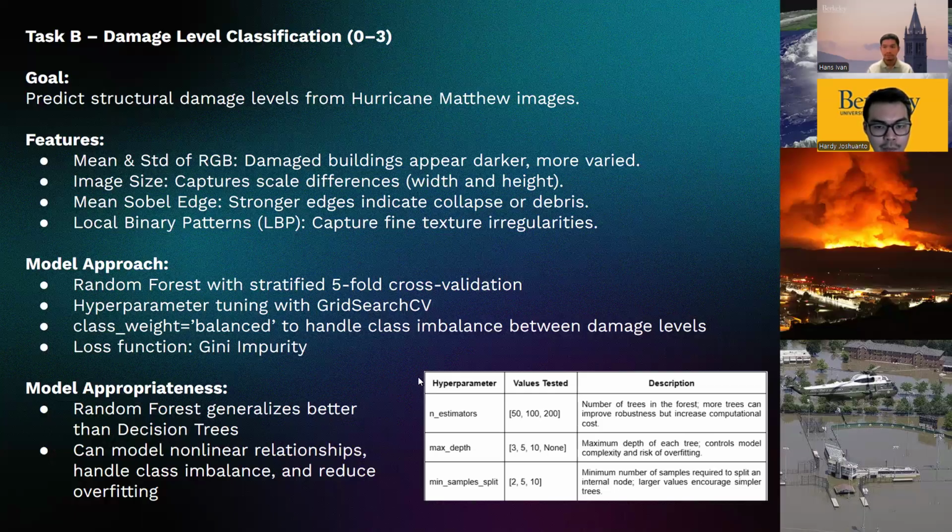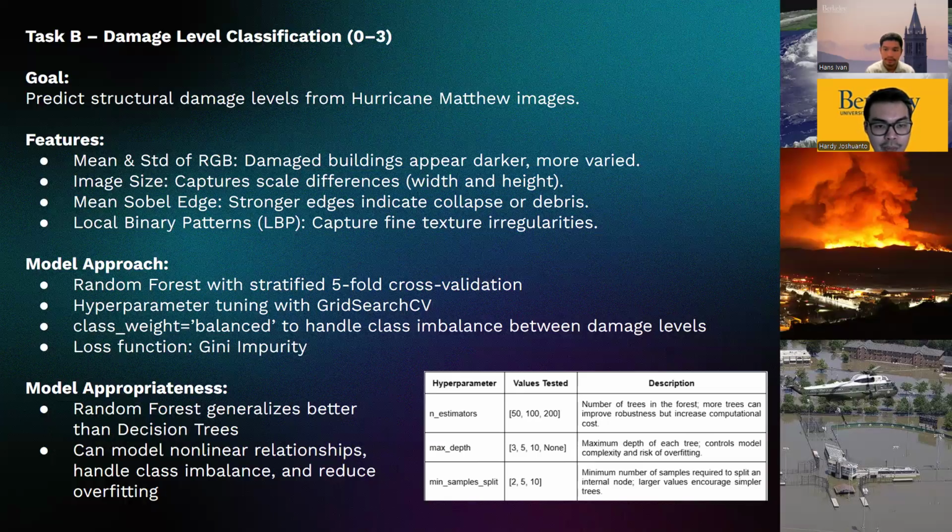This is the table of our parameters. We use n_estimators of 50, 100, and 200, which is the number of trees in the forest. For the maximum depth of each tree, we use 3, 5, 10, and none. And for the minimum sample split, we use 2, 5, and 10. GridSearchCV will find the best combination of these values, and that will be our best result.